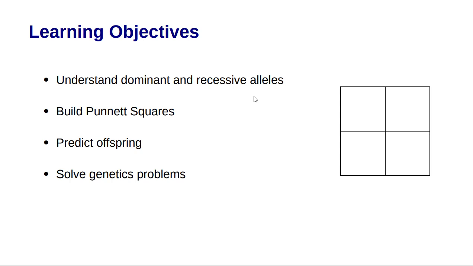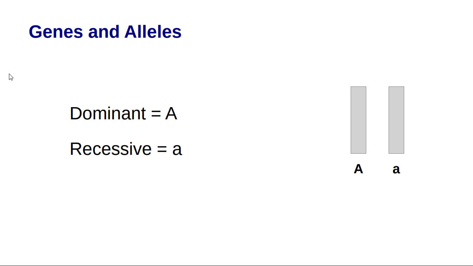Okay, so genes and alleles. So this is like a pair. I think chromosomes are always in a pair. That's why there's 23 in each cell. There's 23 pairs of two, just like this. And usually dominant is represented with a capital, and recessive is like with a lowercase.